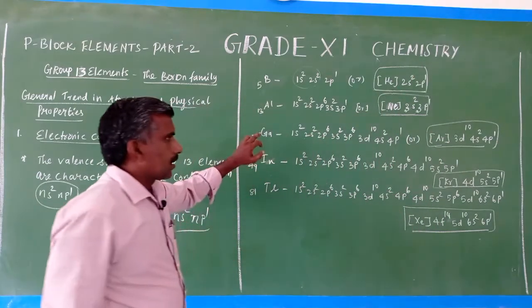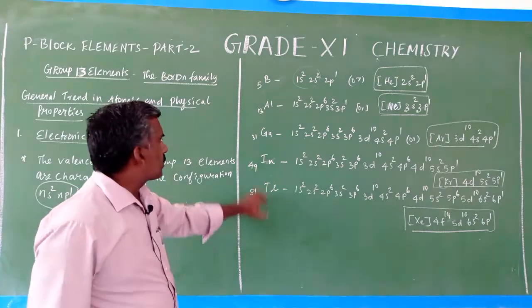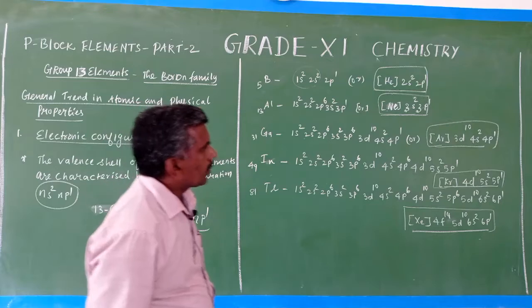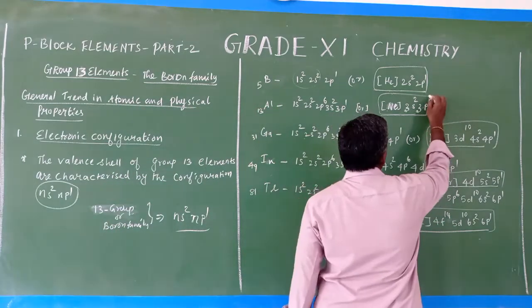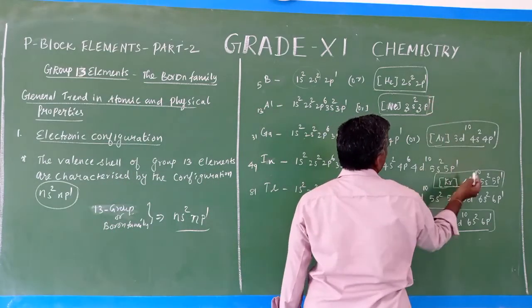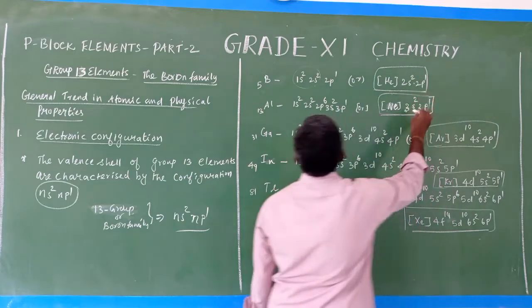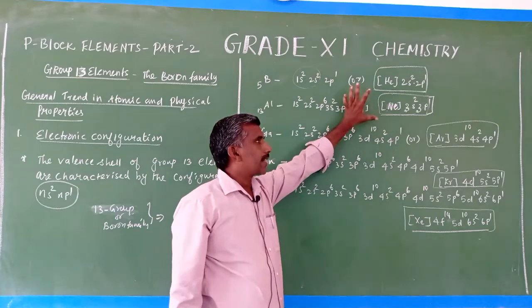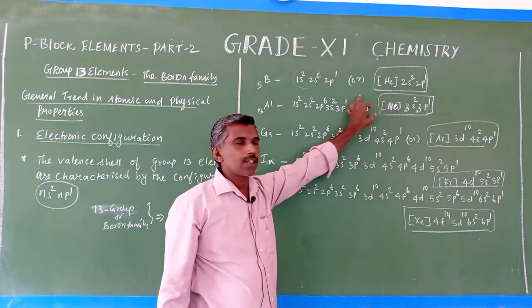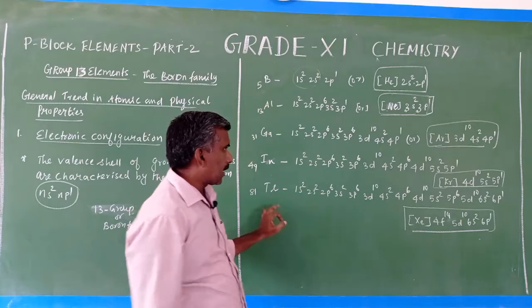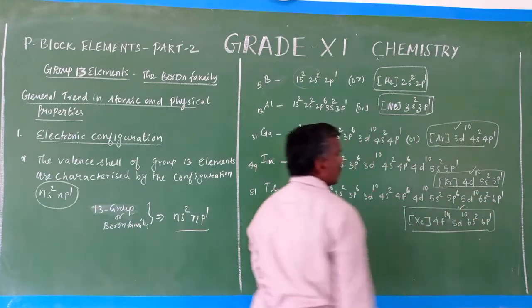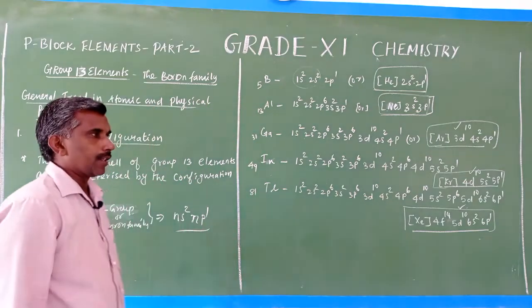Particularly, gallium, indium and thallium are different from boron and aluminum. What is the reason? In boron and aluminum, the d orbital is absent, but in gallium, indium and thallium, d orbitals are present. This makes their electronic configuration entirely different.